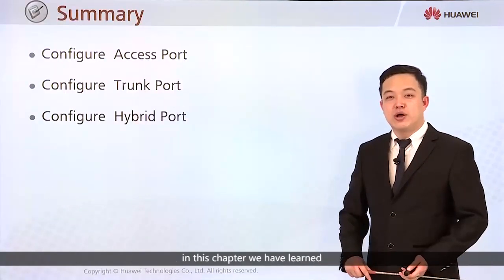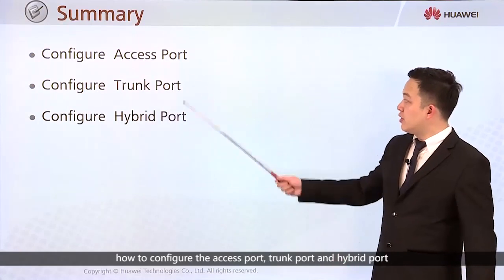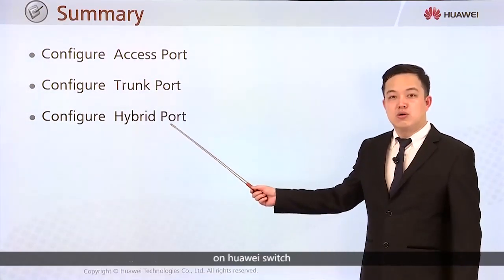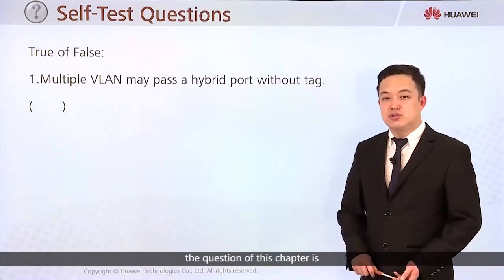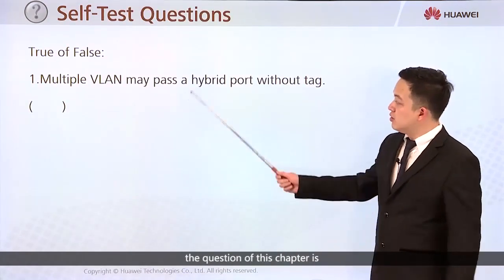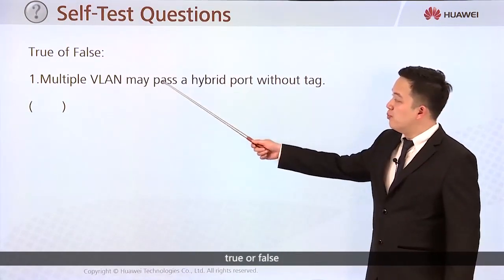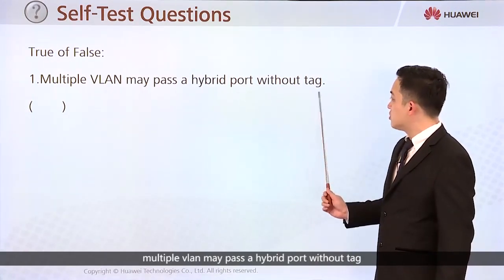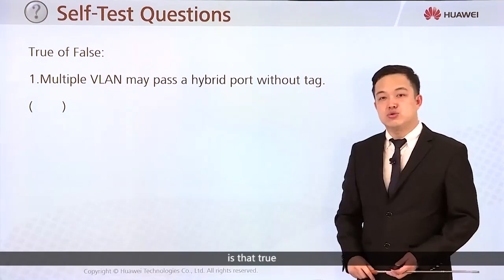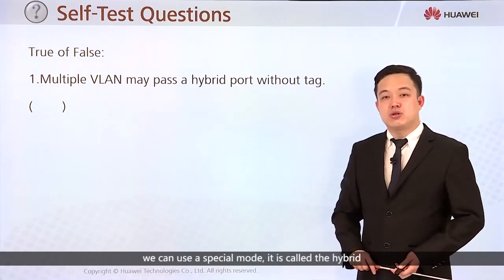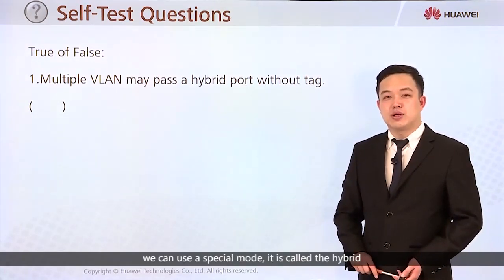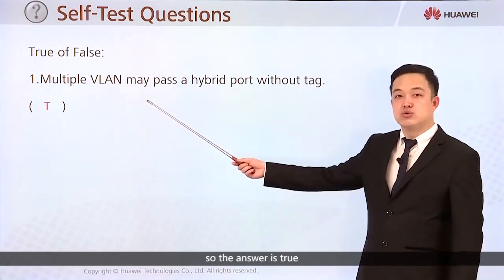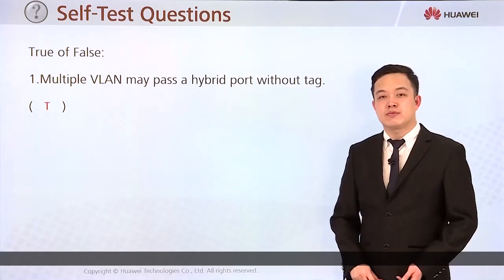In this chapter, we have learned how to configure the access port, trunk port, and hybrid port on a Huawei switch. The question of this chapter is true or false: multiple VLANs may pass a hybrid port without tag. Is that true? We can use a special mode called hybrid. So the answer is true.